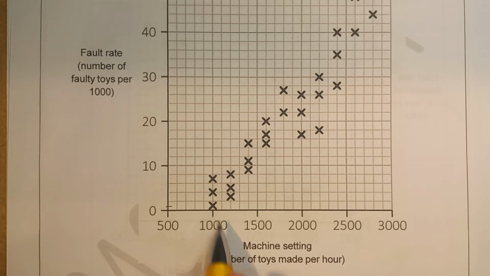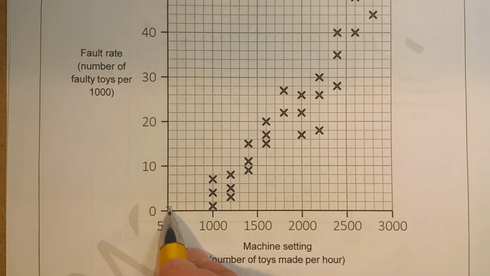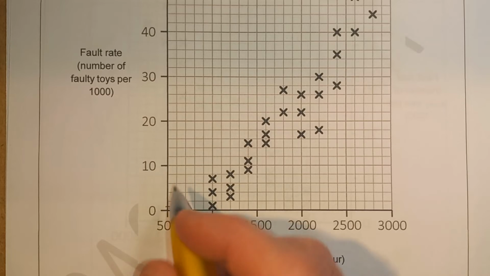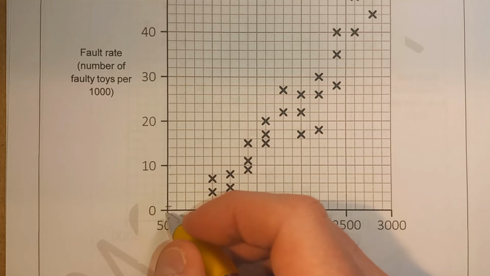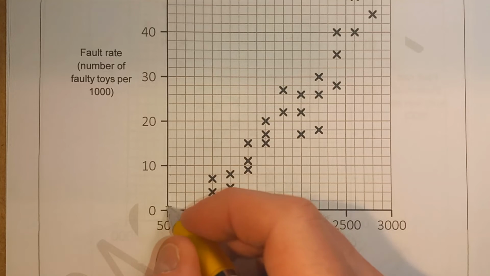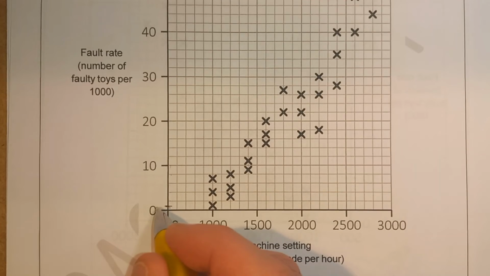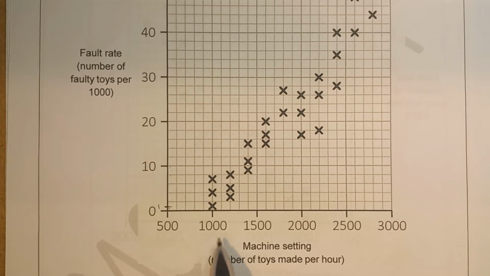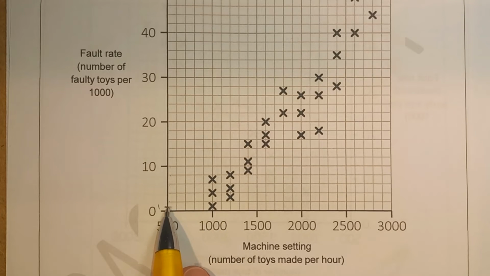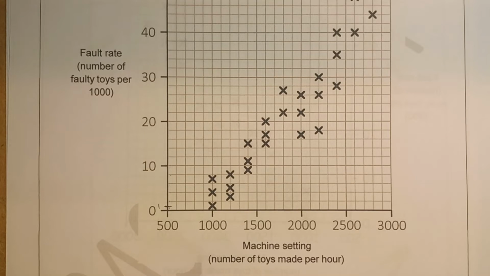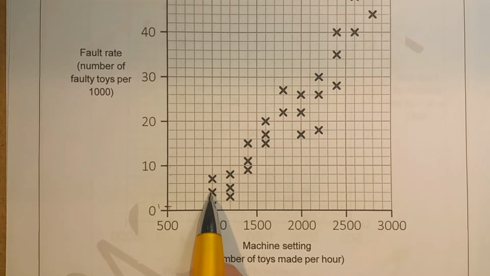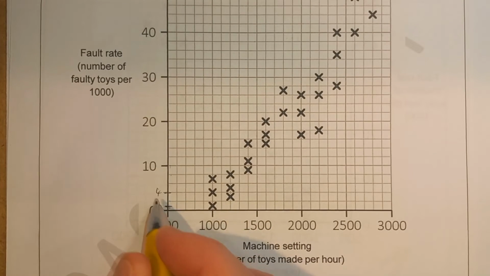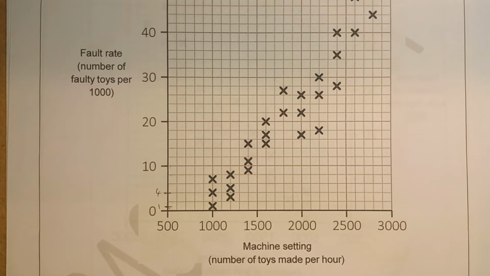Let me pick one that's easy to explain. Oh no, let's stick with this. Well, if we know that this is 10, we've got 1, 2, 3, 4, 5 squares in here. So 10 divided by 5 means that each of these little squares is worth 2. So there was an instance where the machine setting was for 1,000 toys per hour, and the fault rate was 140 toys per 1,000. We also had another instance where the machine was set for 1,000 toys, and we had 440 toys for every 1,000.